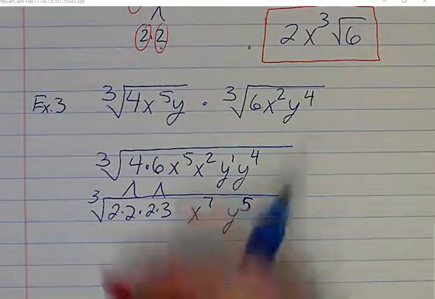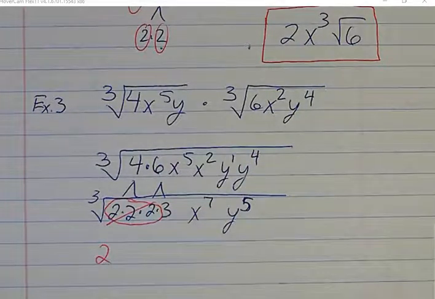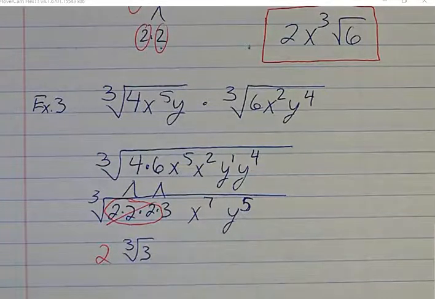Okay, from the numbers, we need 3 of a kind. So there's 3 2's. So that 2 gets out. There's only 1 3 left over, so it will stay on the inside.